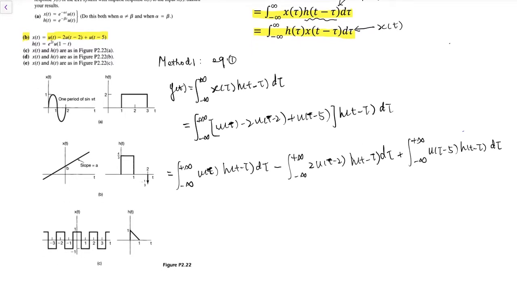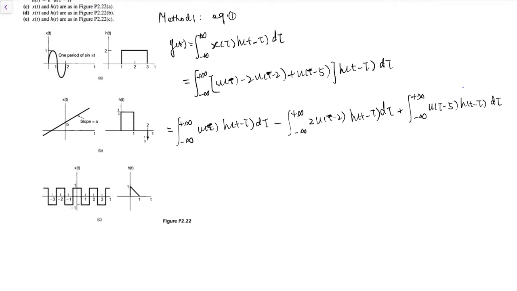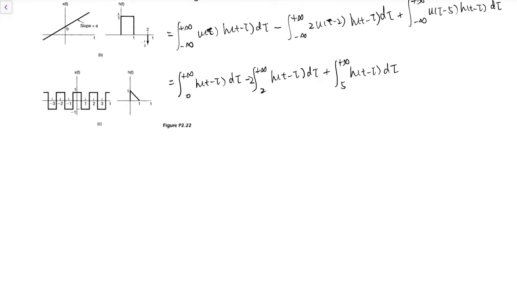Okay, now we have 3 terms, and we're able to limit the range of our integral by this u(tau) over here. So for the first one, our range was limited to 0 to infinity. And our second one, the range will be limited to 2 to infinity. And I'm gonna take that 2 out of here. And for the third one, we're able to limit from 5 to infinity. Okay, so now everything seems simpler.